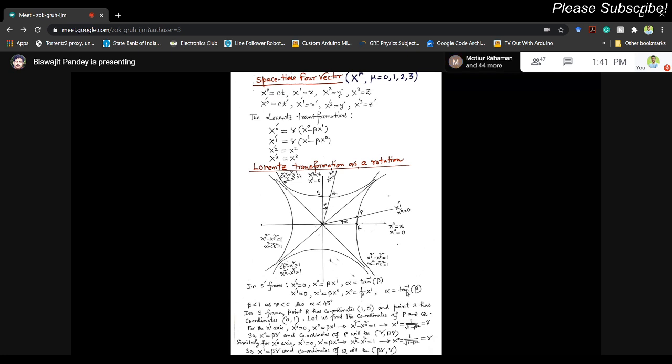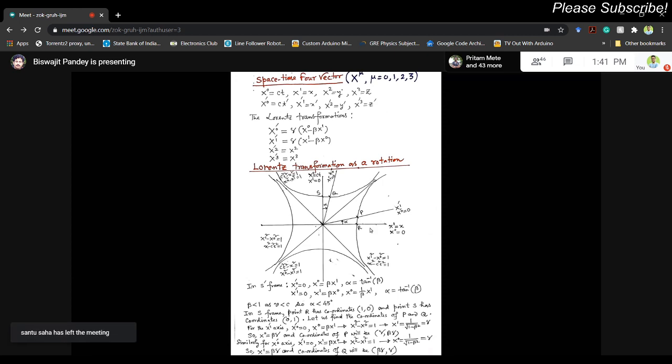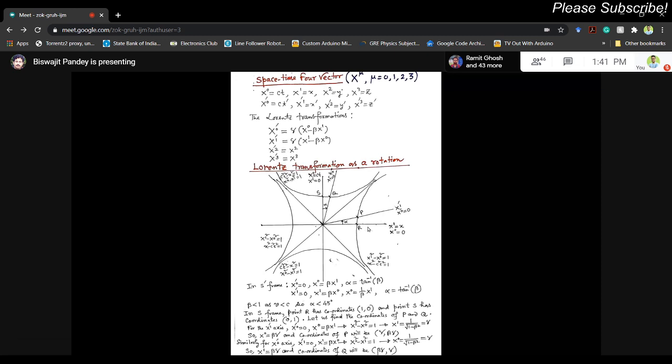That means when you apply a Lorentz boost, your space-time axes in the new frame will be non-orthogonal. In the unprimed frame, it is orthogonal. You see, x and ct are perpendicular to each other. But when you jump to a new inertial frame, which is moving with velocity v along the x-axis, your space-time axes are non-orthogonal with respect to the unprimed.